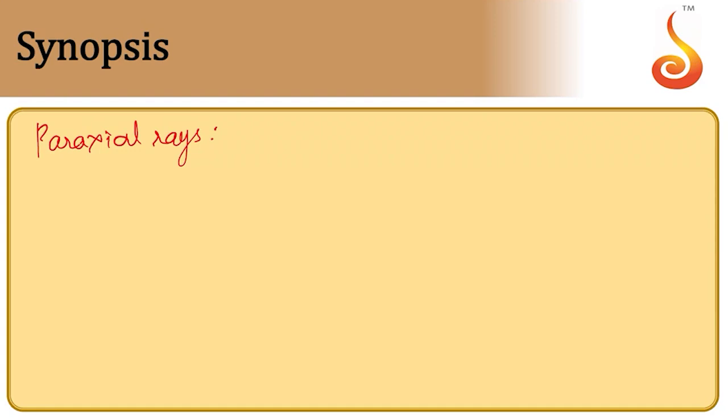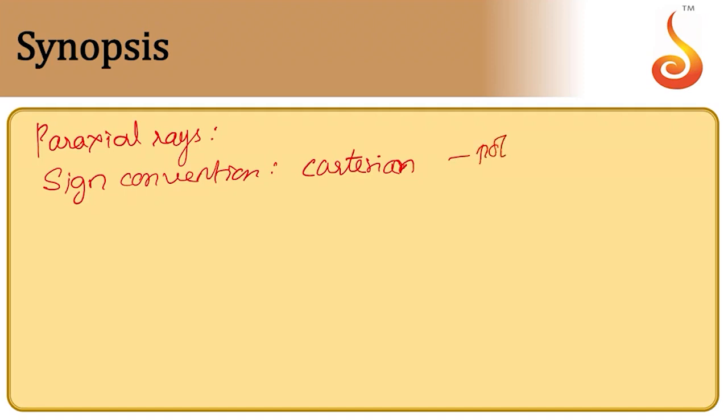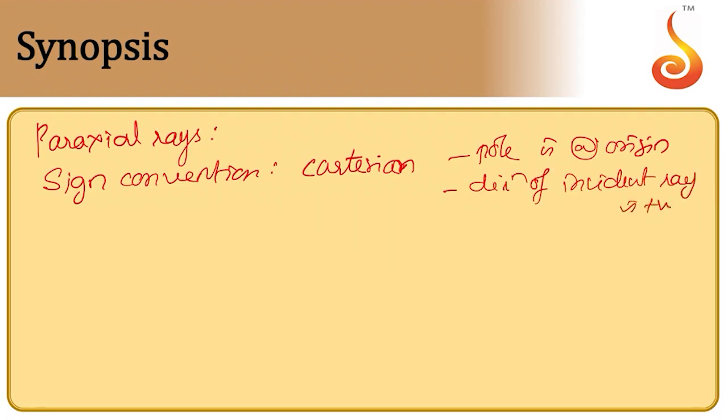Here, in order to discuss all those things, the sign convention that is followed is something like this. It's basically Cartesian sign convention, according to which the pole is at the origin and the direction of the incident ray is taken as positive x-axis, and vertically up positive y-axis. And all the distances are measured from the pole. So what is your reference point? Reference point is the pole.